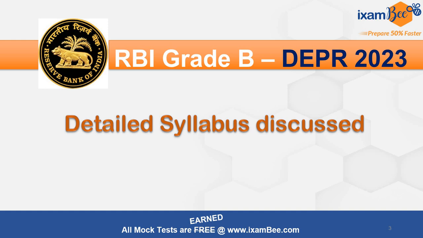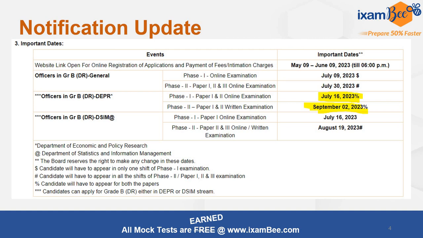In this video, I am going to discuss the detailed syllabus that has been rolled out by RBI for the DEPR examination. As you are aware, the notification says that the phase 1 exam will be held on July 16th and phase 2 will be held on September 2, 2023. Both these phases now have 2 papers each, so in all there will be 4 papers for phase 1 and phase 2 together.